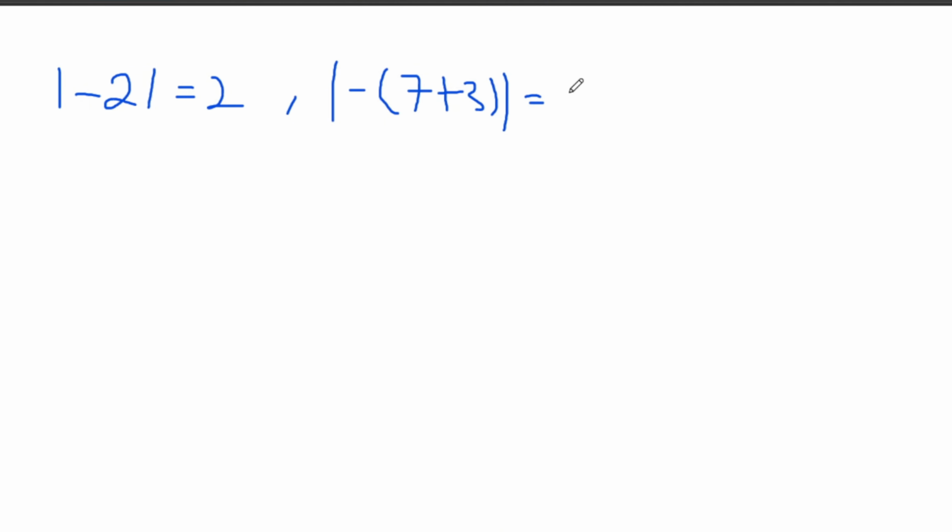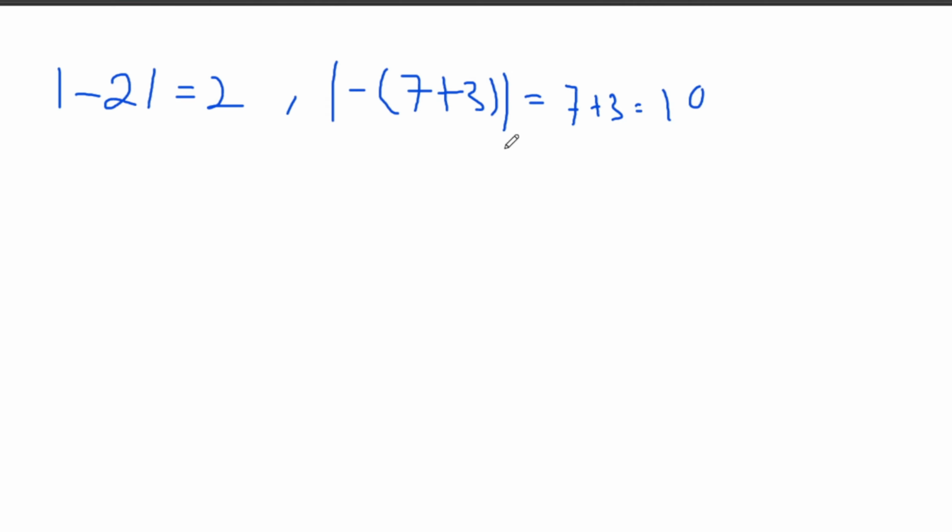So what's an absolute value? If we have a negative number like negative 2, if we take the absolute value, it will be 2. If we have an expression, let's say negative 7 plus 3, take the absolute value, this will be 7 plus 3, which is 10.